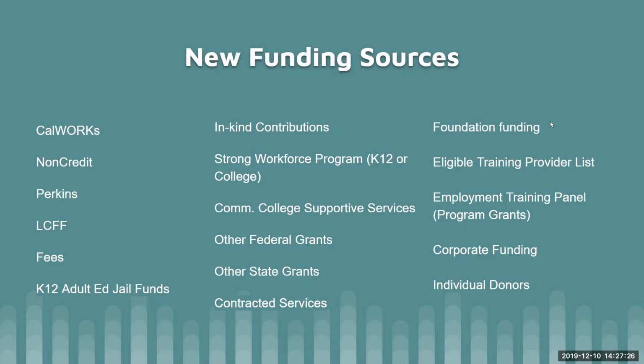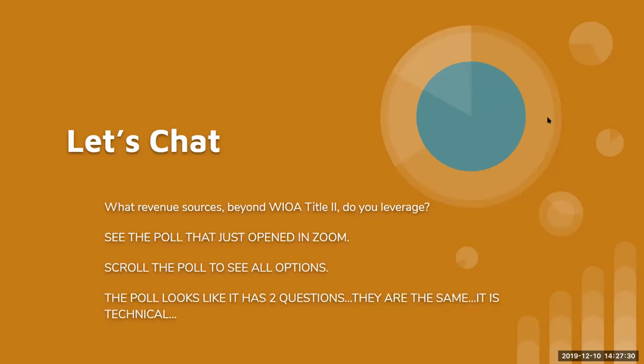So we want to ask you guys a little bit, make this a little more interactive. We want to go to a poll that we've created to find out from those of you on this Zoom who has what from the previous slide. So we've created a Zoom poll. In this, it's going to look like there's 2 questions. That's a technical aspect of Zoom polling. It's really the same question. It's just we had to use 2 questions to get enough answers.